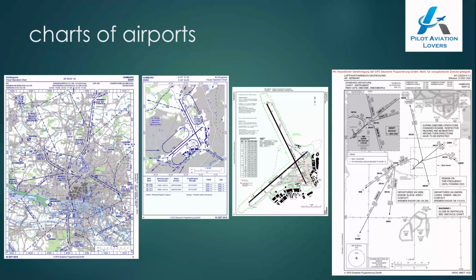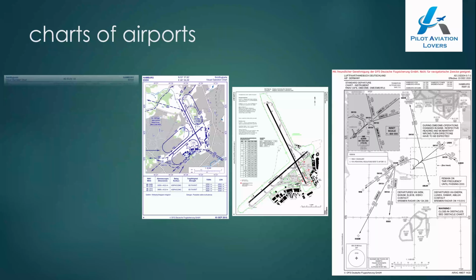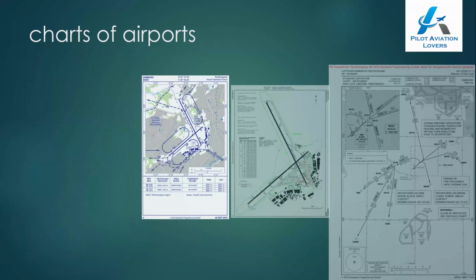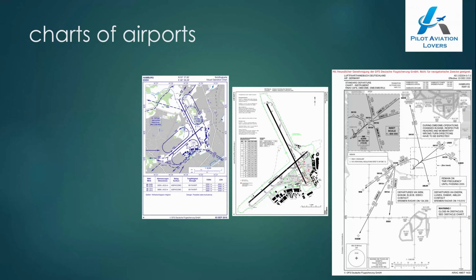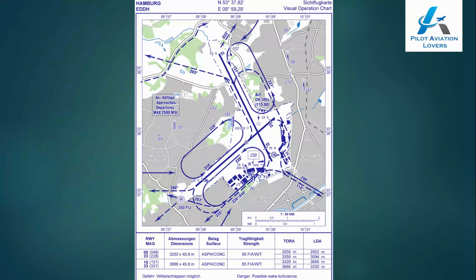Last time we had mainly looked at the visual approach chart. Today we look at the remaining charts of Hamburg. Let's begin with the visual operation chart, which takes a closer look at the airport. First of all, I will not repeat the information I explained in the last video, so it would be useful if you watch the other video on the charts first to get an overview.